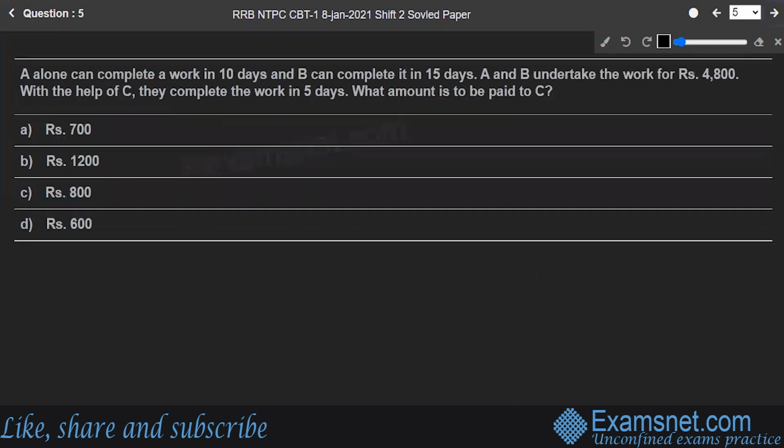Hope you understood this. Next is question number 5. A alone can complete a work in 10 days. B can complete it in 15 days. Okay, let's write. A can complete the work alone in 10 days. B can complete the same in 15 days. A and B undertake the work for rupees 4,800. With the help of C, they complete the work within 5 days. What is the amount to be paid to C?